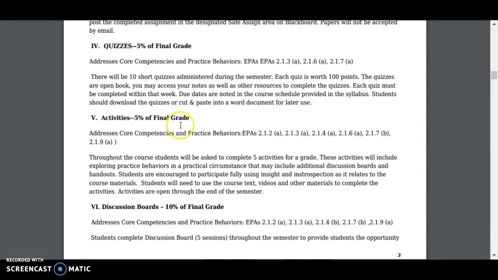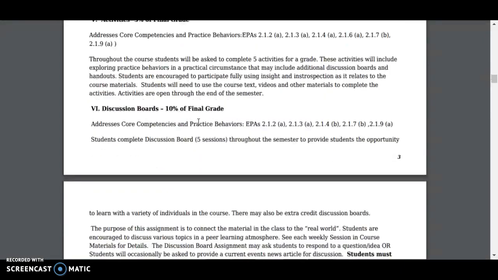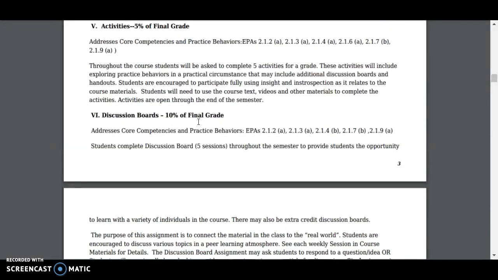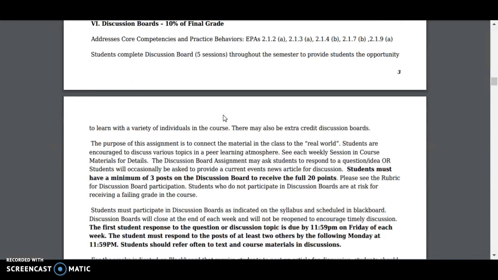There are 10 short quizzes administered throughout the semester. Each one is worth 100 points and 5% of your final grade. There are also activities, so you will need to complete the activities as well. There are discussion boards. There are 5 discussion boards and 5 activities. One thing that's important to remember is the discussion boards must be completed within the week. The activities and the quizzes will stay open all semester, but the discussion boards will close each week and they cannot be made up.